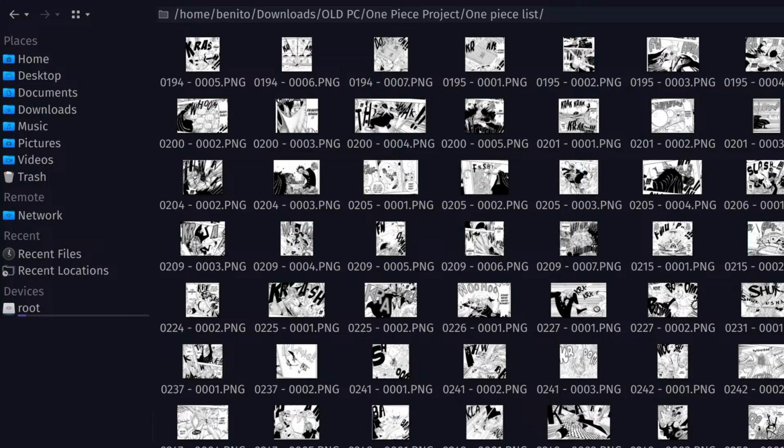What is this? Okay, that is crazy. I don't know what Zoro just did, but I'm not gonna scale that. I'm not gonna scale that.